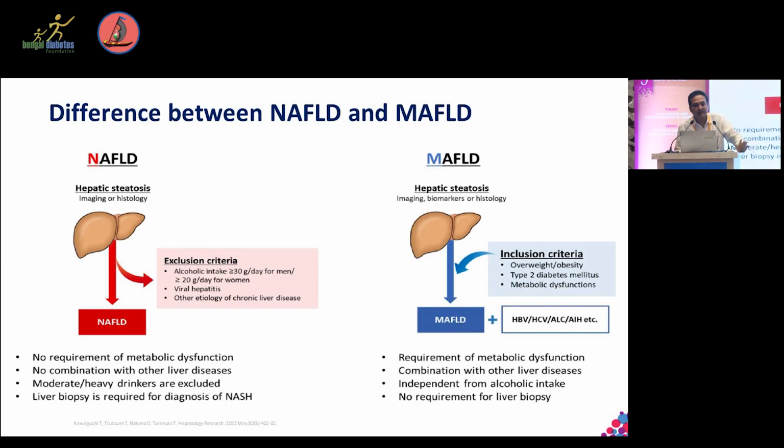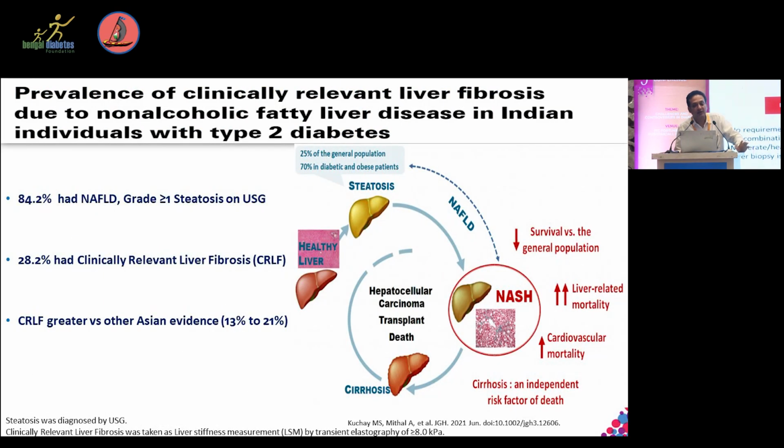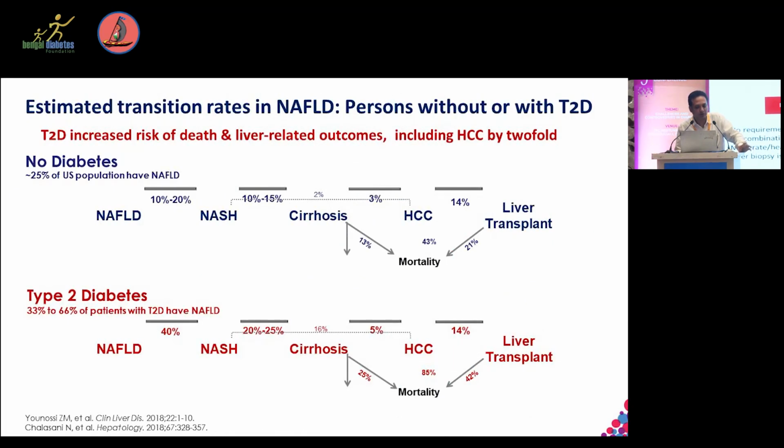Whereas in MAFLD, these may not be excluded, but obviously there has to be metabolic dysfunction like type 2 diabetes, overweight or obesity. And so that's mandatorily required. Metabolic dysfunction in combination with other liver disease can be there, compared to NAFLD. And again, it is independent from alcohol intake, again something which is different from NAFLD, and there is no requirement for liver biopsy, which is often sought for diagnosis of NASH. So this is simple to diagnose, easy to diagnose, and probably easy to treat as well.